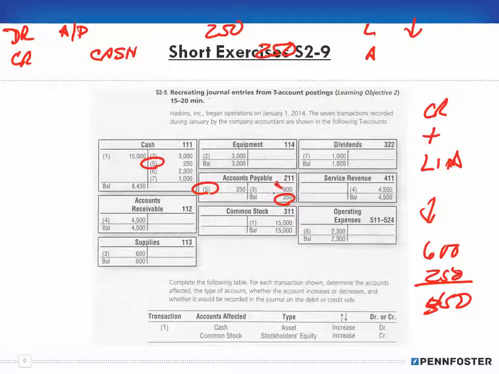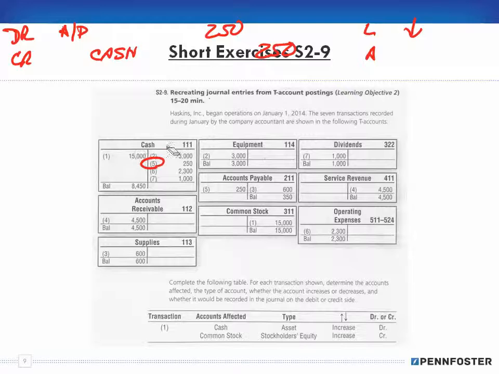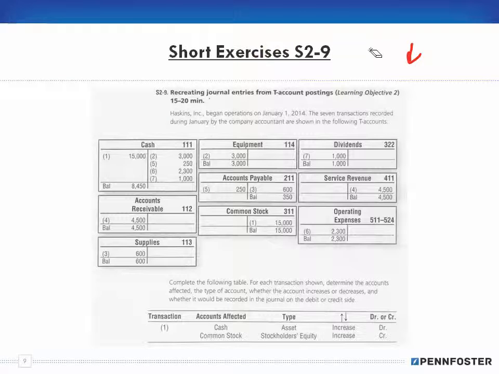There was our entry from number 3 when we bought these supplies on account, and now we're paying it down 250. So our balance, subtract one from the other, and since the credit's greater, it's on the credit side. Our balance now is 350 in the accounts payable. So we know that works. And of course, our cash, we're paying out our cash. So that's a decrease also. See, that was number 5.